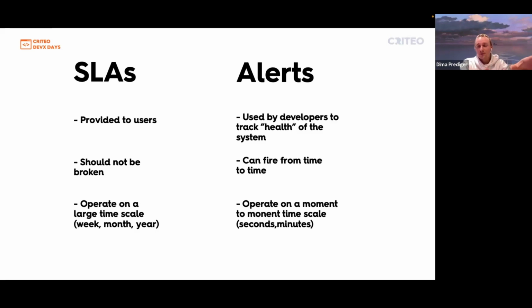So that's something for clients. Alerts, on the other hand, are for developers, for maintainers of the system. They are a way to make sure that your system is healthy. It's a form of a pulse. They can fire from time to time. There is no system that is perfect, and they usually operate on a very granular time scale, like seconds, minutes, maybe hours.